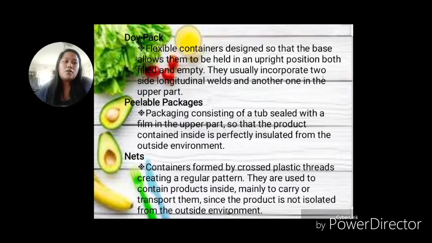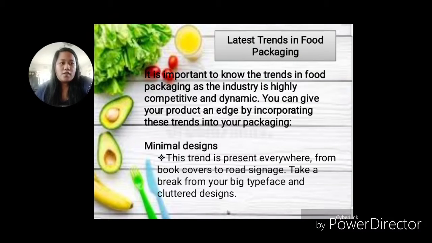Doy pack: flexible containers designed so that the base allows them to be held in an upright position, both filled and empty. They usually incorporate two-side longitudinal welds and another one in the upper part. Next, peelable packages: packaging consisting of a tube sealed with a film in the upper part so that the product contained inside is perfectly insulated from the outside environment. Nets: containers formed by cross plastic threads creating a regular pattern. They are used to contain product inside, mainly to carry or transport them, since the product is not isolated from the outside environment.